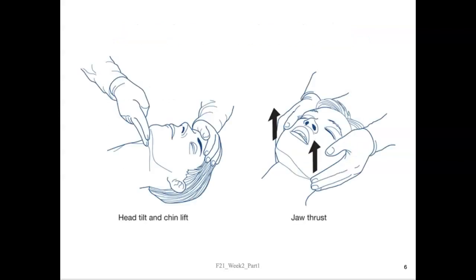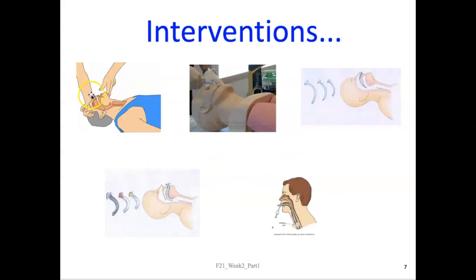So let's talk about interventions for airway. Our go-to is always manual maneuvers. So you have the head tilt chin lift for a stable cervical spine and the jaw thrust for an unstable cervical spine to maintain neutral alignment of the neck. So here we have the head tilt chin lift.